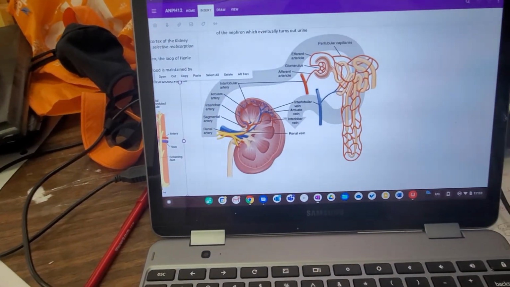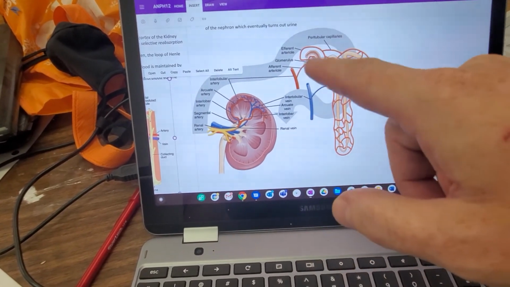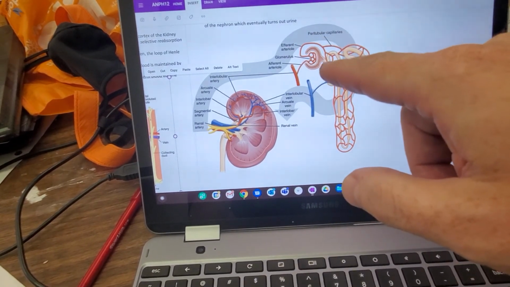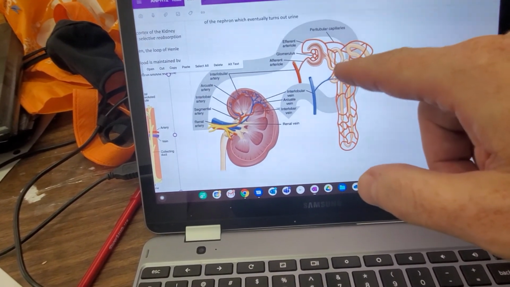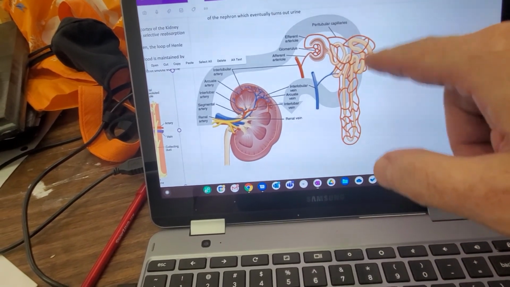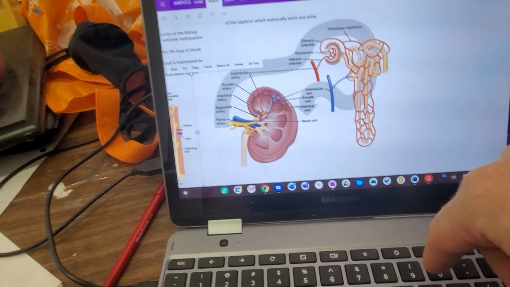We talked about the structure of the nephron, so we have the Bowman's capsule, also known as the Bowman's corpuscle. Then we have the proximal convoluted tubules, the loop of Henle, the distal convoluted tubules, and the collecting duct down there. And we'll talk about urine formation next time.